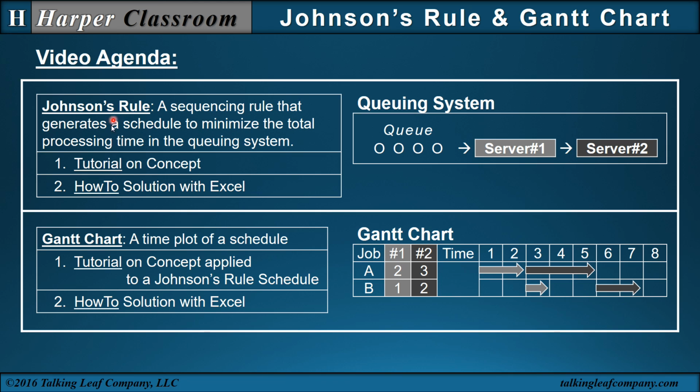I'll first develop Johnson's Rule with a tutorial on the concept, and then how to solve a Johnson's Rule with Excel. Next is a Gantt chart, which is a time plot of a schedule. And the schedule in the Gantt chart will be a Johnson's Rule schedule. I'll first develop the tutorial on the concept applied to a Johnson's Rule schedule, but in that tutorial and the concept I will also pull out some diagnostics useful to analyze schedules from a Gantt chart, and then how to solve a Gantt chart with Excel.